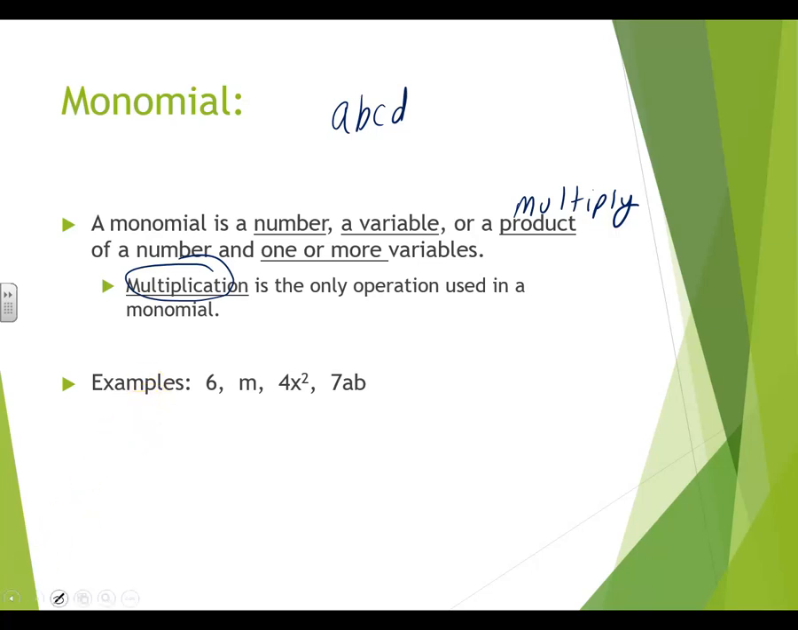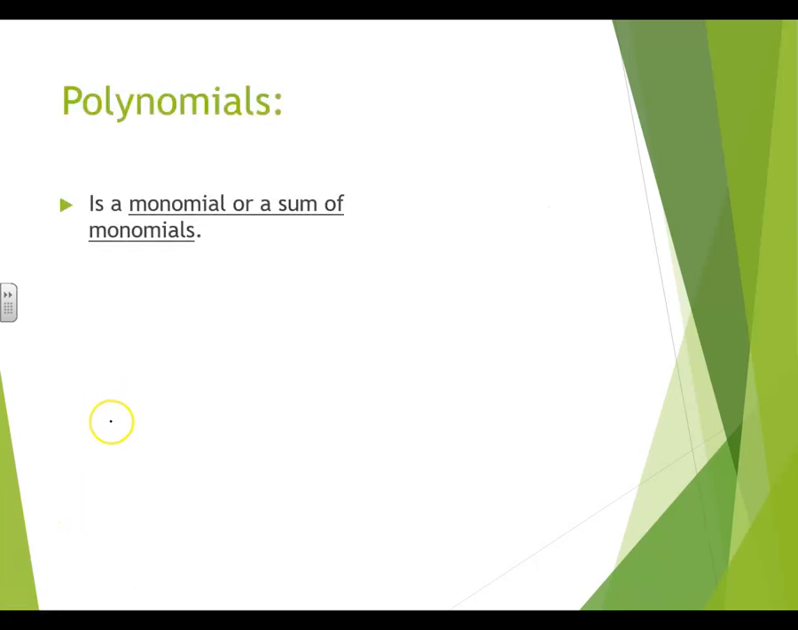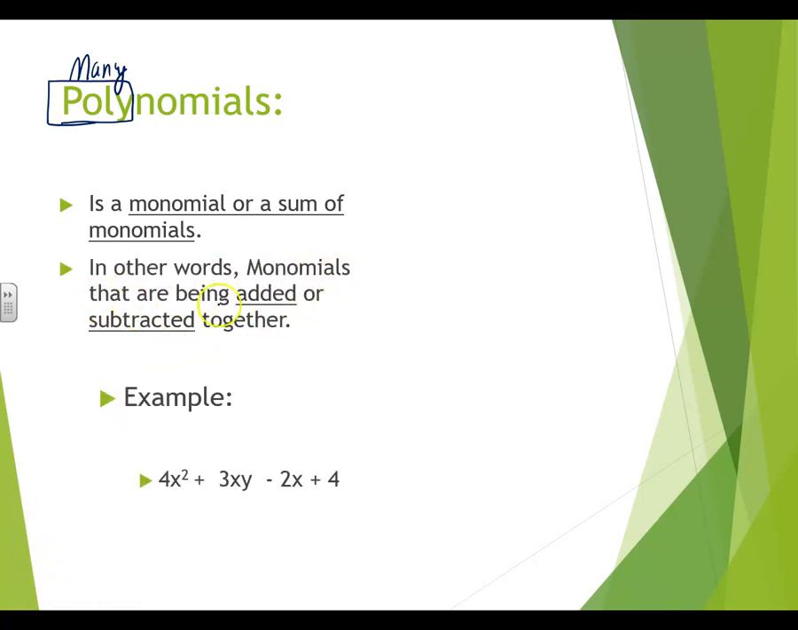Mono means 1. Poly. Does anybody know what the prefix poly means? It means many. You guys will study prefixes next year. Many terms, okay? A monomial is a polynomial even though it's a single term. Poly means many, so when we start putting monomials together through addition or subtraction, then it turns into a polynomial of higher standing. It's not more important, it just has more terms. So monomials that are being added or subtracted together are what make up a polynomial.